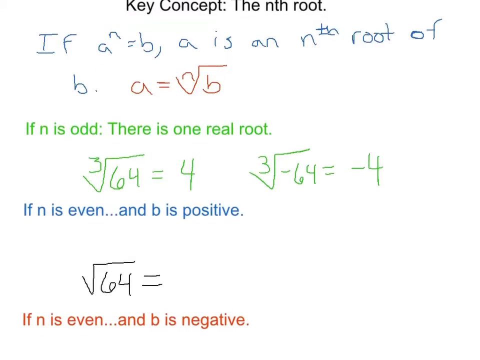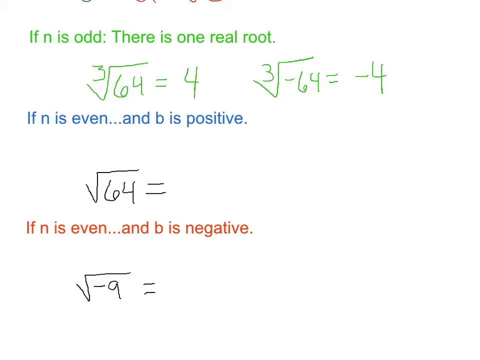Now, if we go to the next example, if n is even, so if the index is even, and b is positive, there are 2 possible roots of b. Our radicand is the b here. So we know that it's going to be the principal root and its opposite. Now the principal root, this is something that's pretty important for us to understand, is just the positive root. Its opposite will be the negative root.